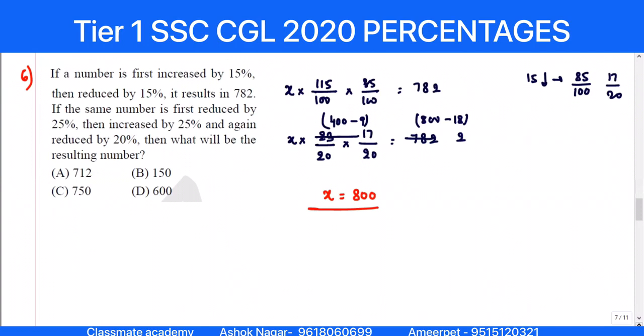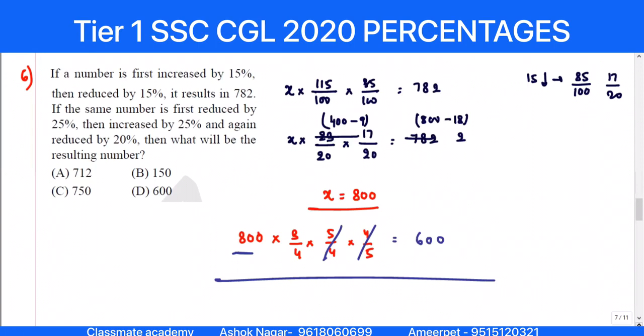Now he says the same number is first reduced by 25%. Same number, that is 800. Reduced by 25% means 3 by 4. Increased by 25%, 5 by 4. Reduced by 20%, 4 by 5. So I can cancel. 25% increase, 20% decrease. 3 by 4th of 800 is how much? 600. So here 25% reduction means 3 by 4, 25% increase means 5 by 4, 20% decrease means 4 by 5. Is that clear?